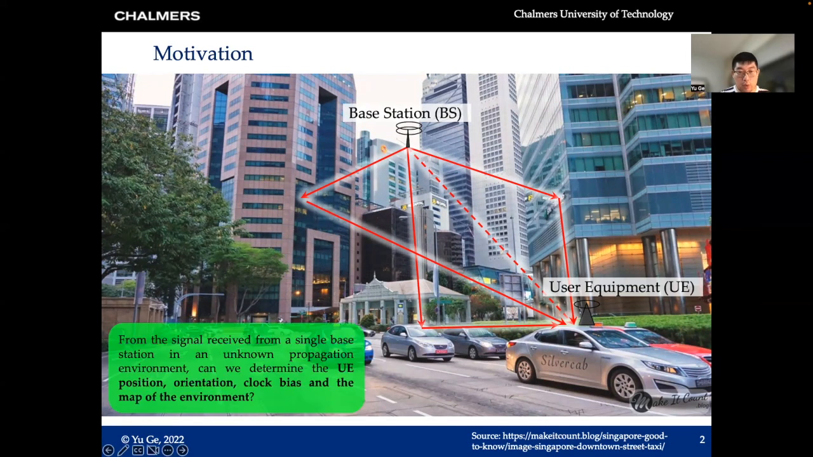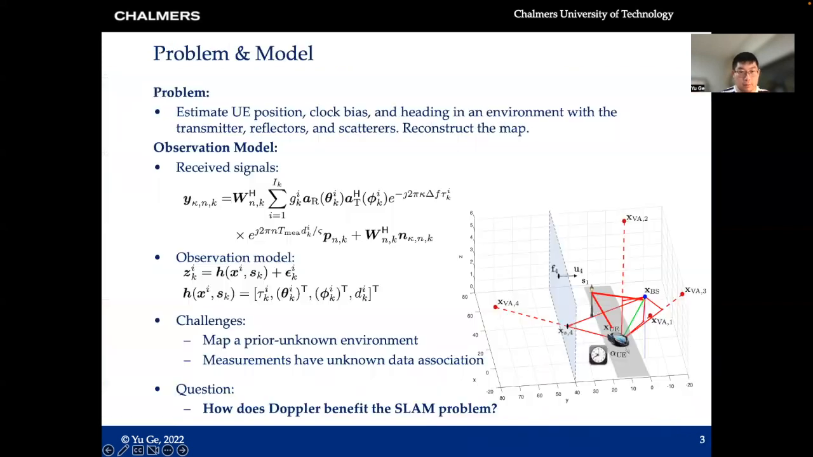And the question we want to answer is the following. Suppose one base station can send signals to the user. Can the user determine its position and synchronize with the base station and perhaps find additional information like its orientation? And can we also provide radar-like maps of the environment? So we want to solve this downlink mapping and positioning problem with 5G technologies.